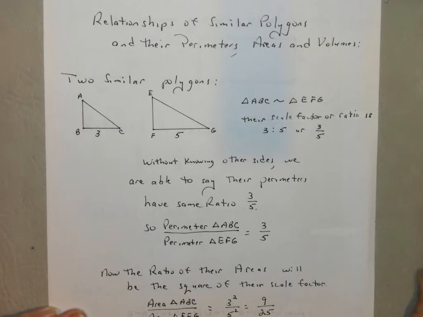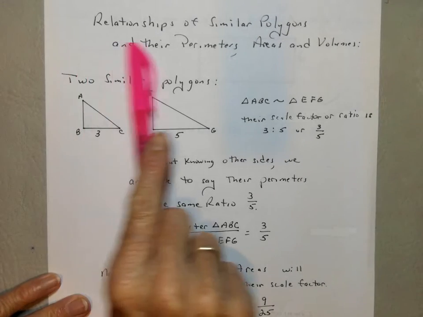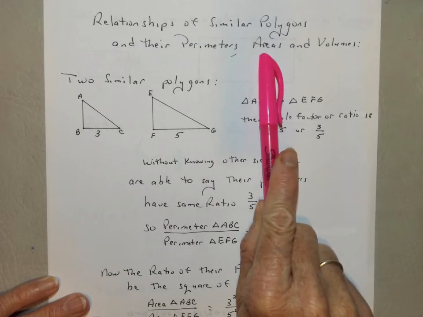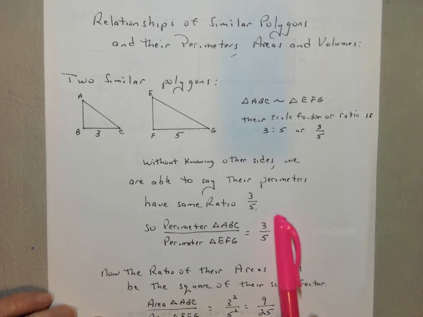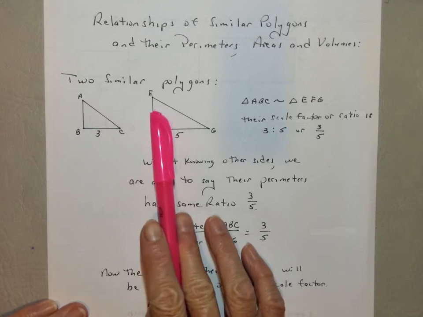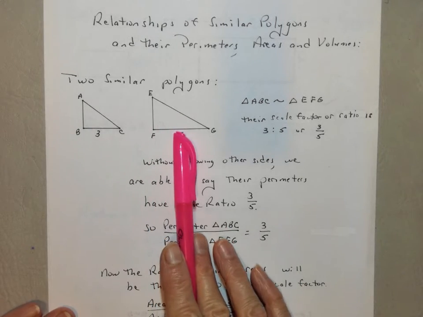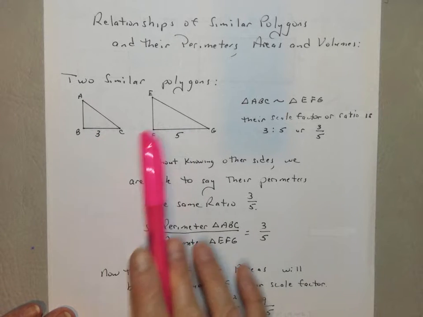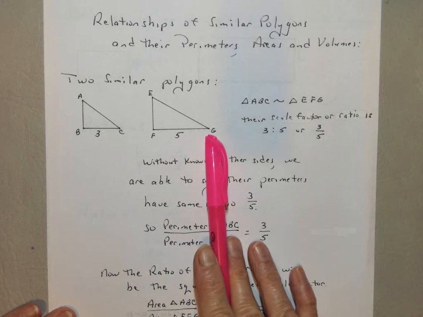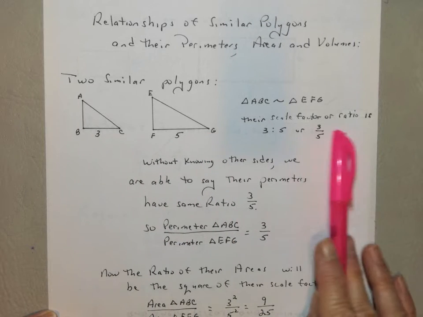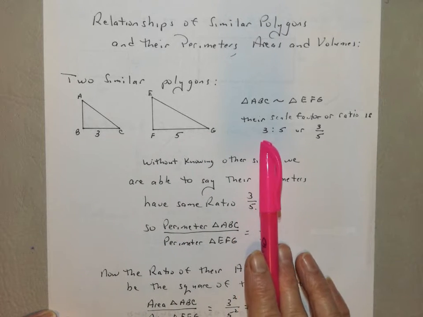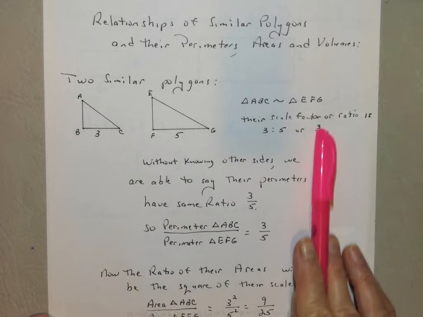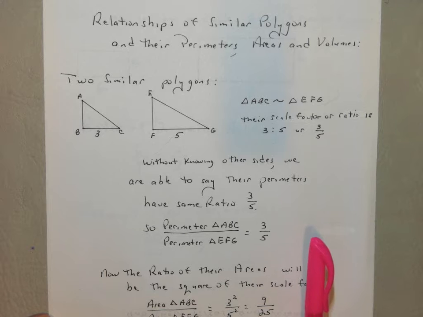What we're going to do now is take a look at the relationship of similar polygons and their perimeters, their areas, and their volumes. So, if we have two similar polygons here that are two-dimensional, we have a triangle ABC, which is similar to triangle EFG, and their scale factor is given to us as a ratio of 3 to 5, or you can write it as a fraction. And most of the time we write them as a fraction when we do this work.